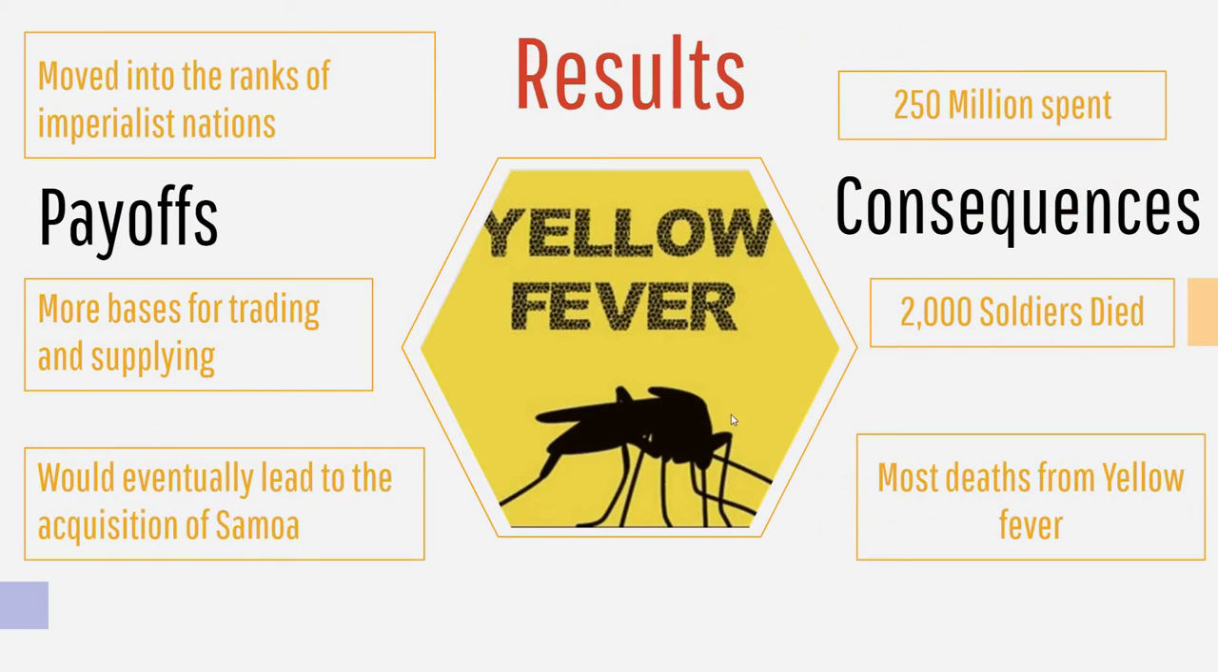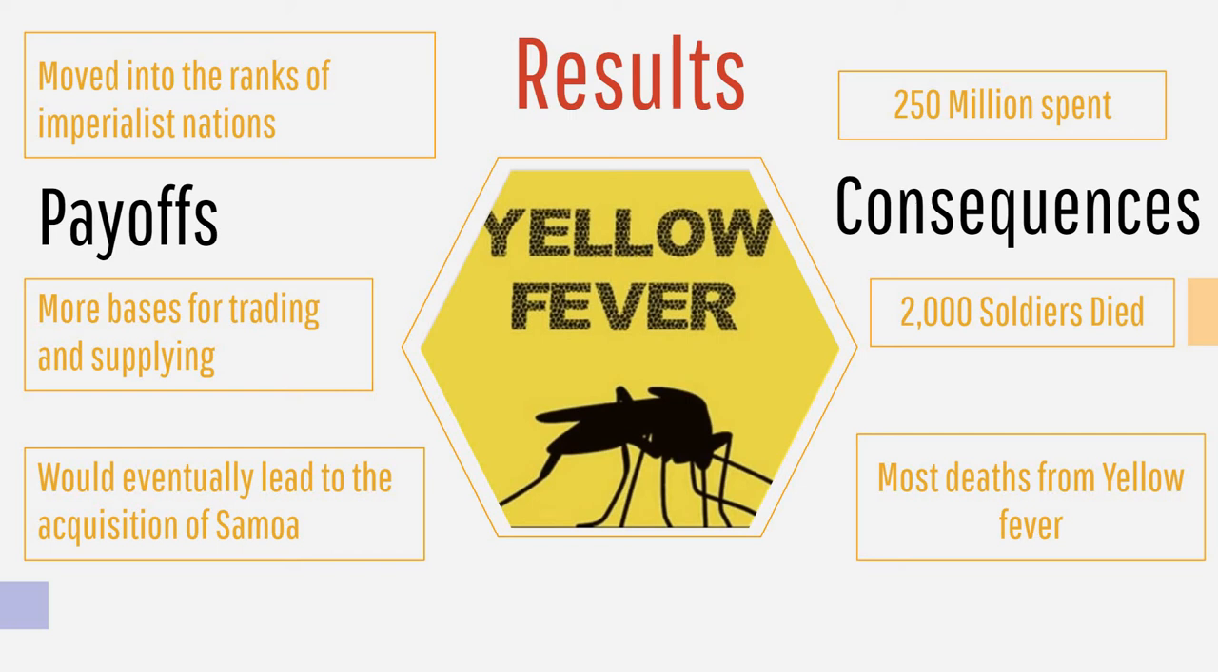So, what are the results of this war? Well, this is kind of the first step of the United States moving into the ranks of imperialist nations. If you remember back to world history, we talked a lot about how these nations were competing and jockeying for land in places like Africa and Asia, mainly Germany and France and Great Britain. They were all competing for this, and the United States was kind of left out.